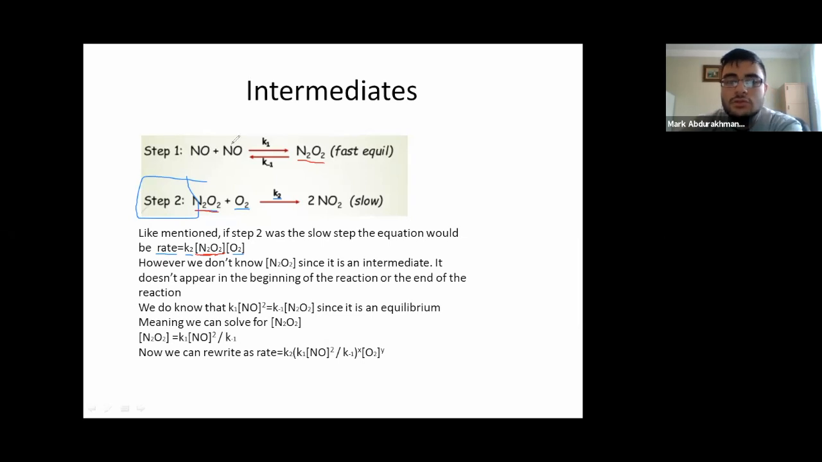In an equilibrium reaction, the rate of the forward reaction is equal to the rate of the reverse reaction, right? Do you remember that?